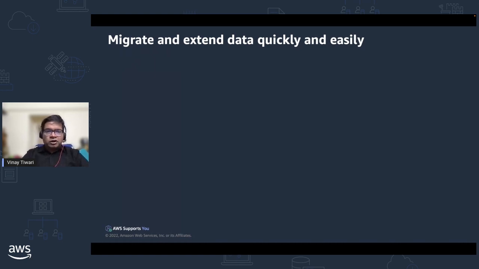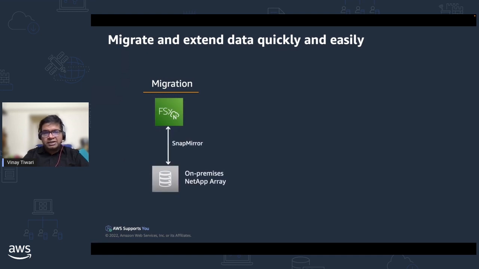Okay, so moving on, I'm going to double click on some of these items. The first is migrating and extending data quickly and easily. For migrating, if you're running a NetApp system on premises, you can use SnapMirror to migrate your data to FSx ONTAP. Now, SnapMirror is a NetApp replication technology that allows customers to really quickly and efficiently move data between two ONTAP systems. This makes the migration to the cloud really simple and quick.